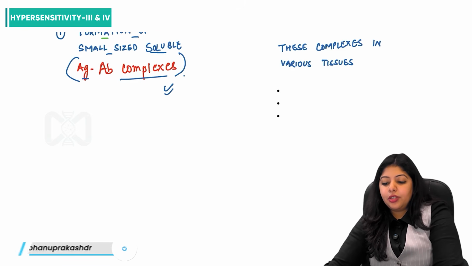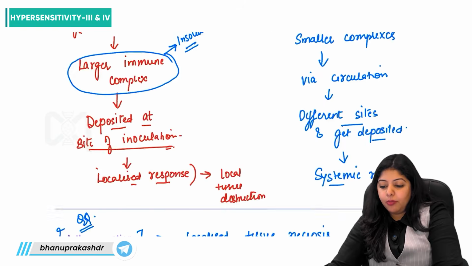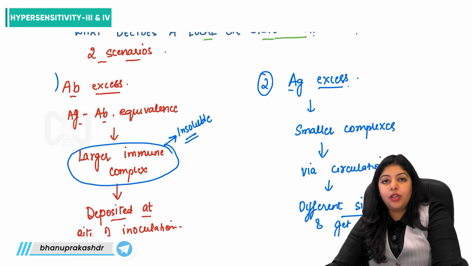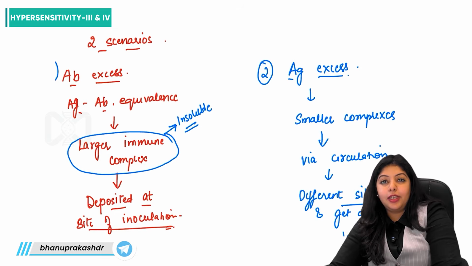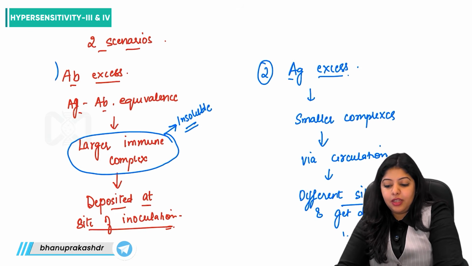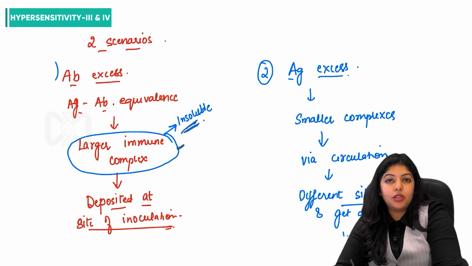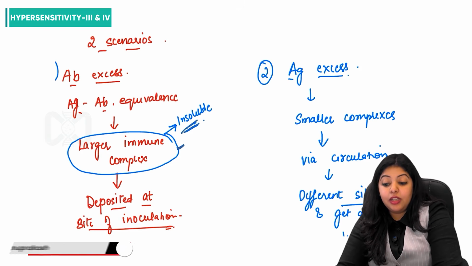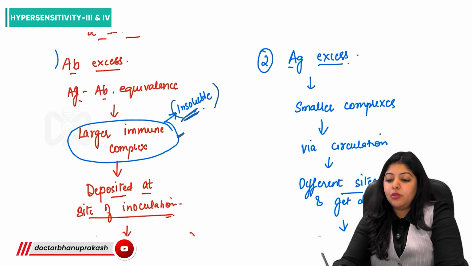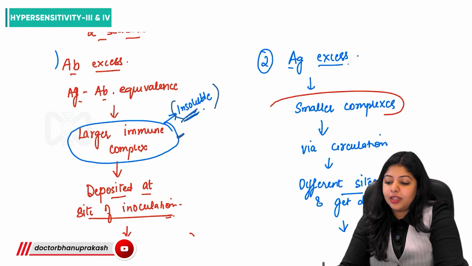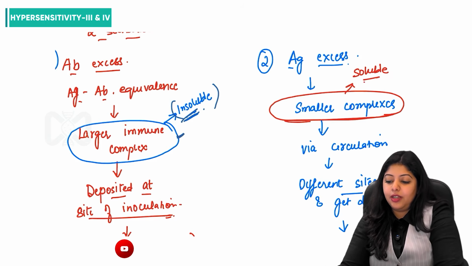And when we were discussing the immune complexes, two scenarios were occurring. When there was antibody excess, we spoke that large immune complexes get formed, and these are insoluble in nature. Whereas these small complexes, these antigen excess complexes, are always going to be soluble complexes, right?